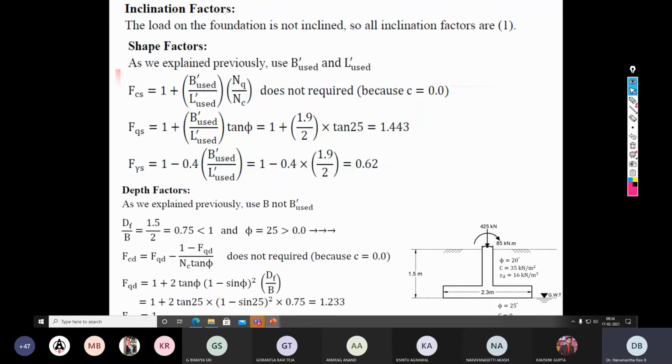So these are the depth factors. Yes, somebody has rightly said, use the original dimension B but not B dash. So Df by B is 1.5 by 2, that is 0.75, so less than 1, and phi is 25, so greater than 0, fine. So these are the depth factor equations, FCD. Again, you can see this is another set of equations. We can directly use the previous equations or we can use these equations, doesn't matter. Both are valid. So can anybody tell me, if we use the previous equation, what is the value of FQS?